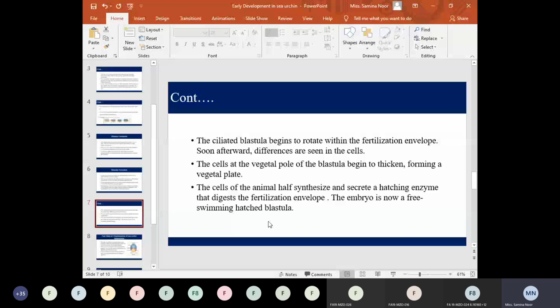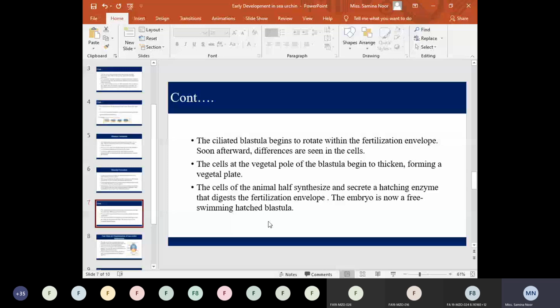So क्या होता है कि at the end of the blastula stage जो vegetal pole के cells हैं वो thick होना start हो जाते हैं. So they form a plate-like structure, and this thickened plate-like structure is known as the vegetal plate.